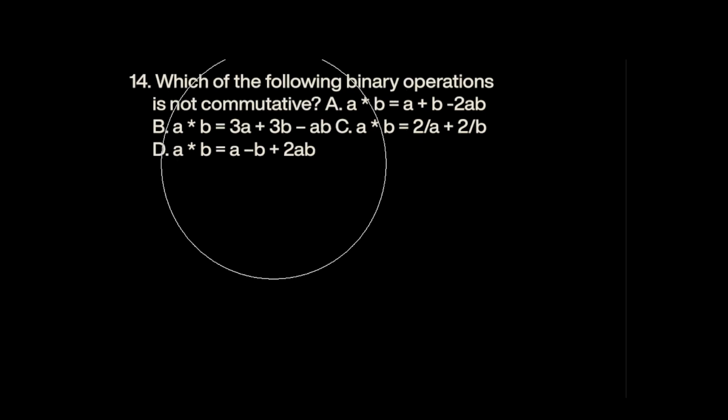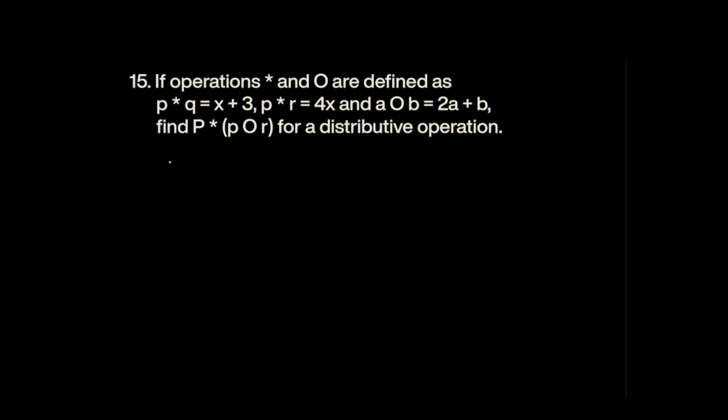Okay. So let's take it a bit more. Let's look at more questions on this, because this can be tricky at times. So we are told that if operations asterisk and O are defined as P operation Q equal x plus 3 and P operation R equal 4x, and A operation B equal 2A plus B, find P asterisk into bracket P operation R. So how do we go about this?